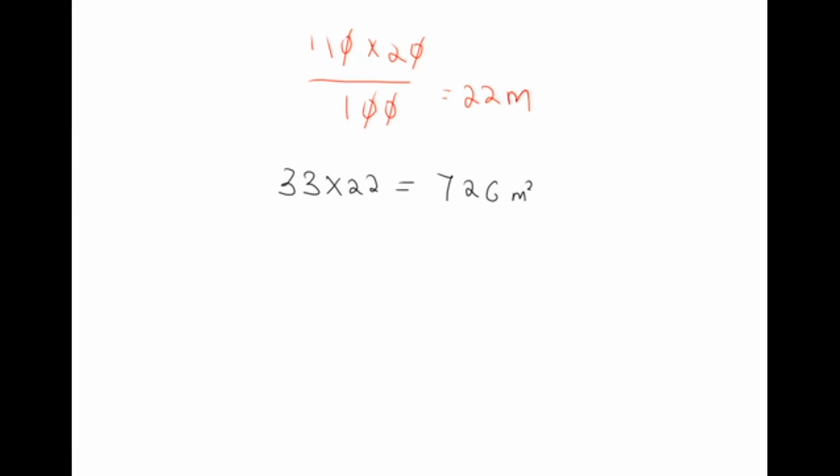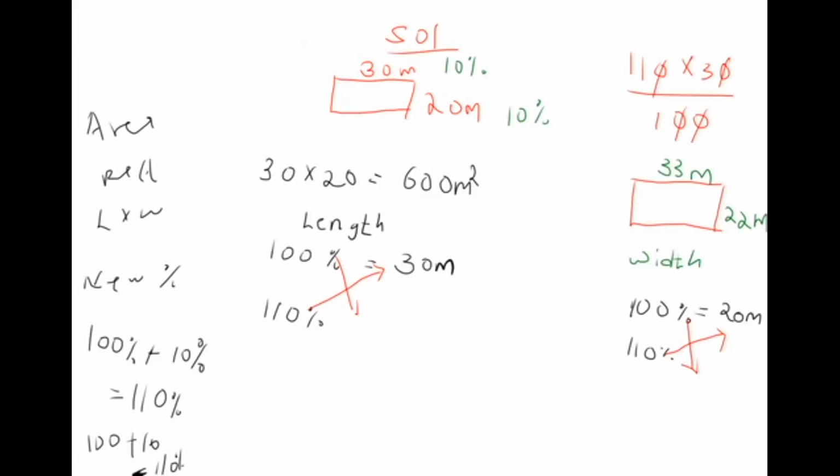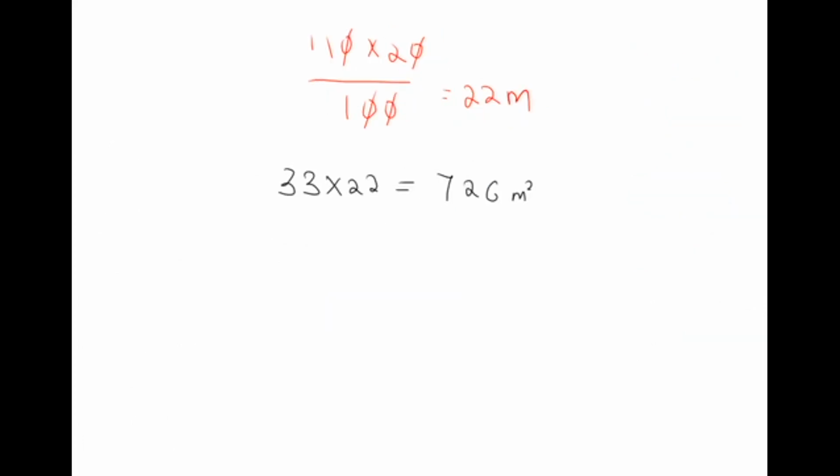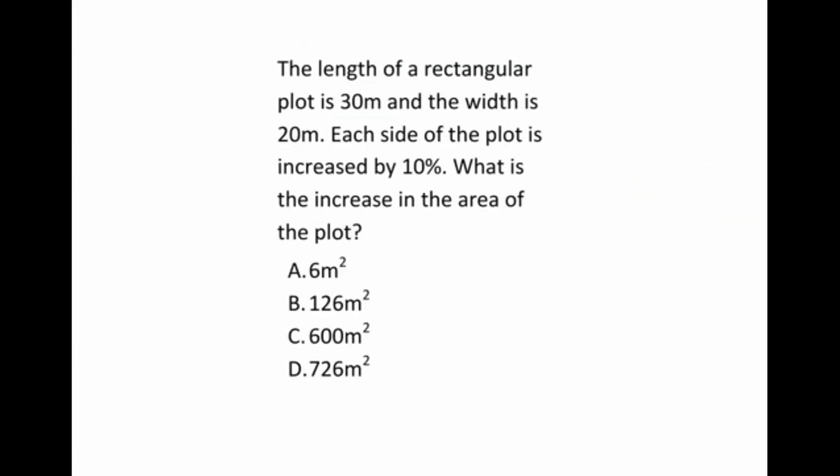Now, the increase. For us to get the increase, we get this 726. We subtract 600. This was the area before the increase. Therefore, we shall have 726 minus 600. It will give us 126 meters squared. Therefore, our correct choice will be B, 126 meters squared.